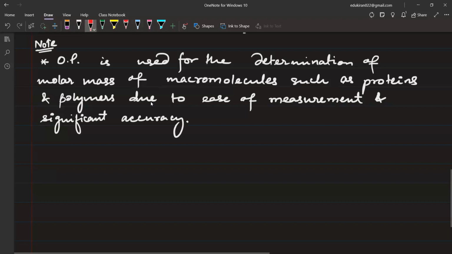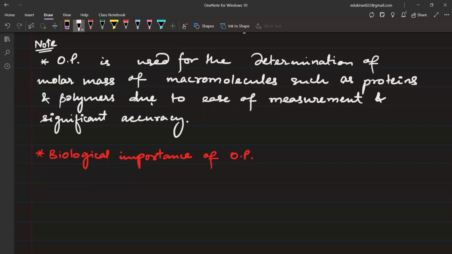Next, we'll write biological importance of OP. Osmotic pressure matters whenever there is mixing of solutions, mainly in our body. We drink water, and the water gets processed. But when we put saline into a person, we are having a solution that is directly entering our body, not through our stomach. It is directly getting into our bloodstream.